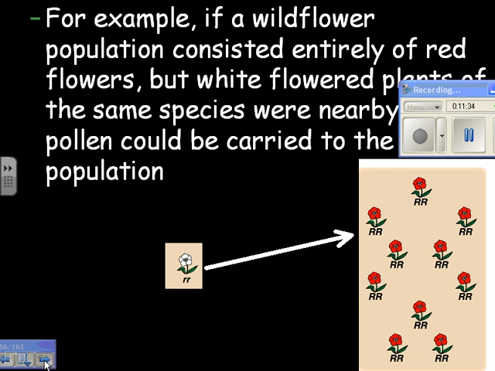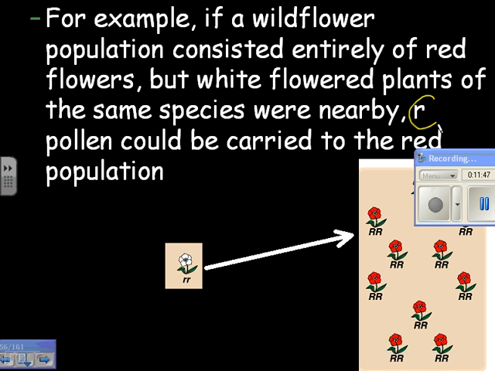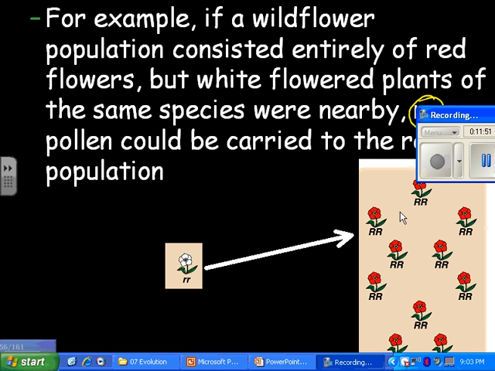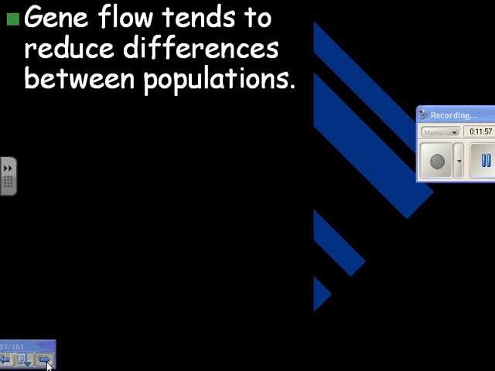Another example, if a wildflower population consists entirely of red flowers, like the one we were talking about earlier, but a white-flowered plant of the same species is nearby, the pollen, the little r, the white pollen, could be carried to the red population. So that might mean you would eventually have white flowers here again. Gene flow tends to reduce differences between populations.